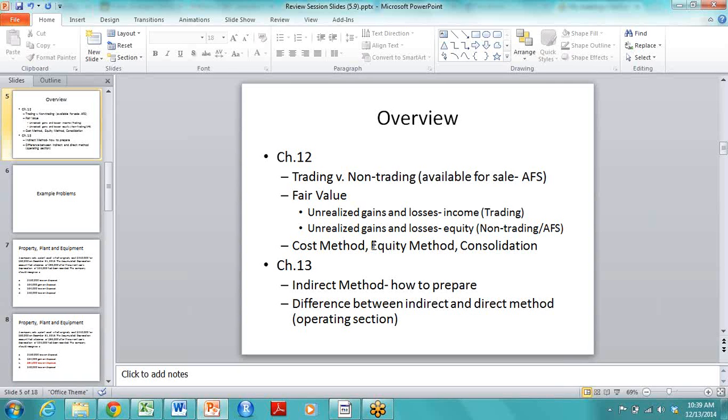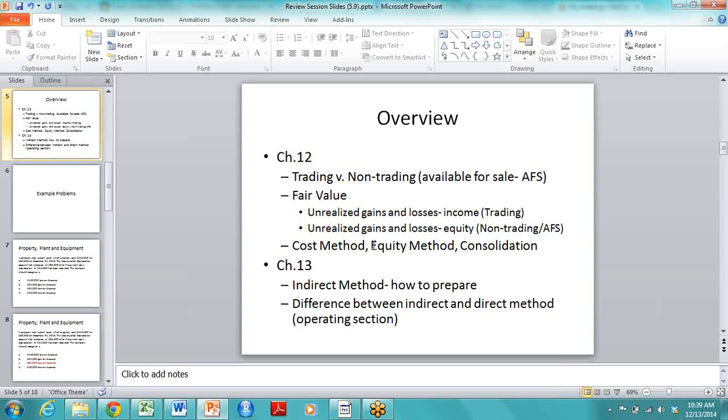And then finally, we have Chapter 13. Chapter 13 is cash flows. And this is one of the hardest concepts, I think, that you have to know. And everybody has to know it, I think, no matter what your business major is. You need to know how a cash flow is put together, how to read it, what it means.